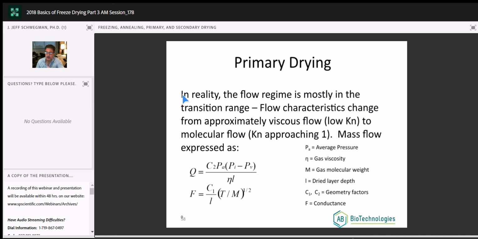In reality, the flow regime that we encounter, we talked about molecular flow and viscous flow. It's generally in the transition flow. And again, what we talked about too, properties of the different gas in viscous flow, we do have to consider the viscosity of the gas. But again, the conductance here is C, which are geometry factors. Again, the radius essentially is built in there, divided by the length.